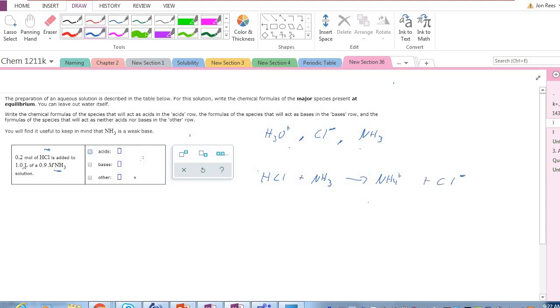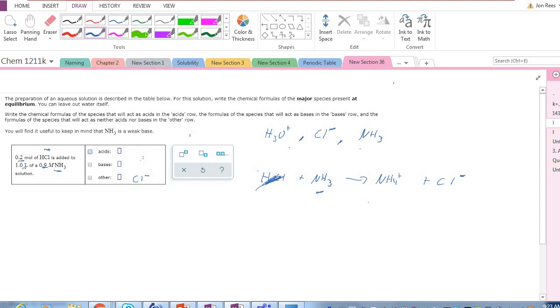Well, you should already know by now after my explanations that this Cl minus is going to go in the other category because it is part of that very, very strong acid. Okay, but now we know that all of the HCl is going to be consumed, but only some of the NH3, that weak base, is going to be consumed. That's because I know that there's 0.2 moles versus 0.9 moles of the NH3. So all of the HCl is going to be gone. We're going to be left with the NH3.